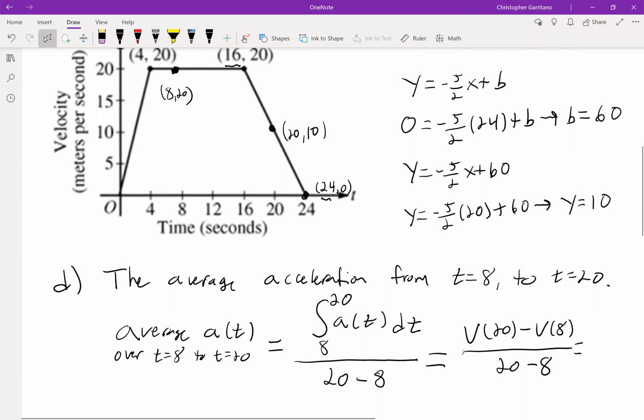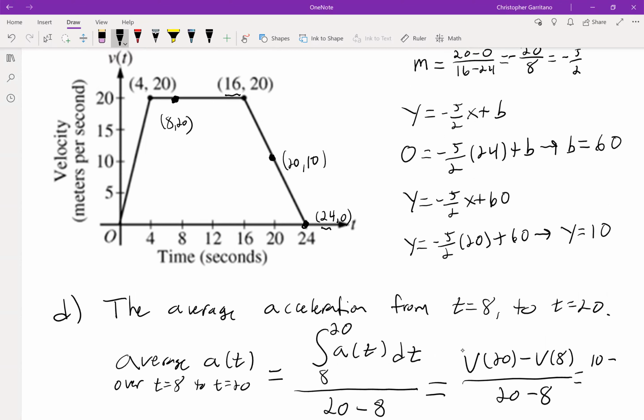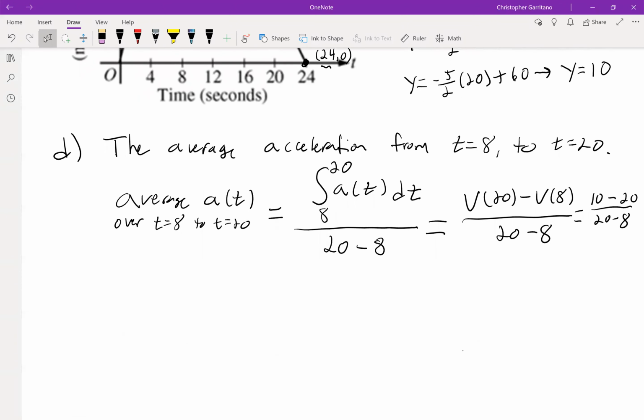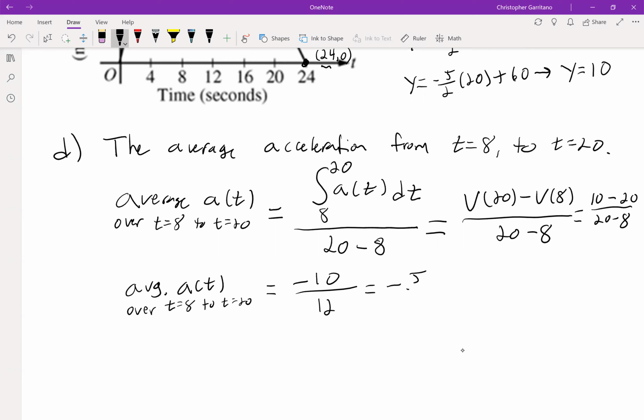part D. So V of 20, as you can see, is 10. V of 8 was 20. And 20 minus 8 is just 20 minus 8. So finally, the average acceleration over t equals 8 to t equals 20 is equal to negative 10 over 12, which of course is negative 5 over 6.